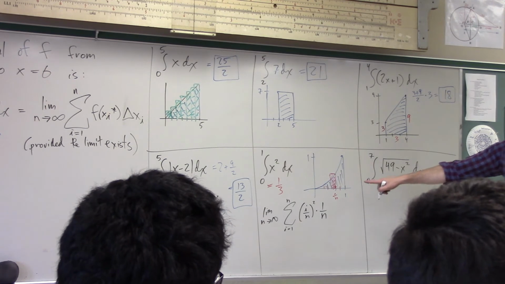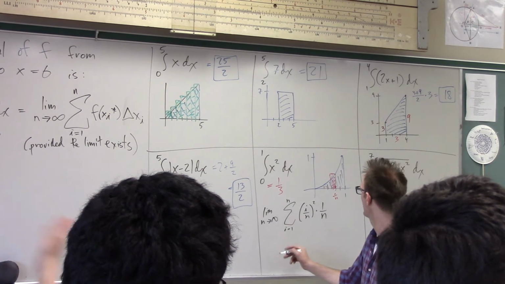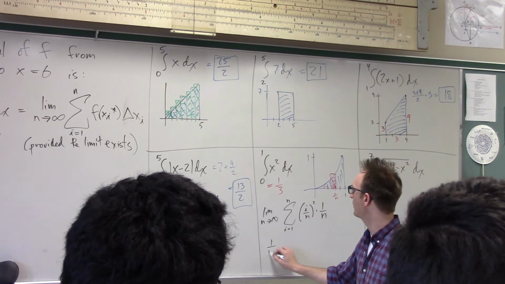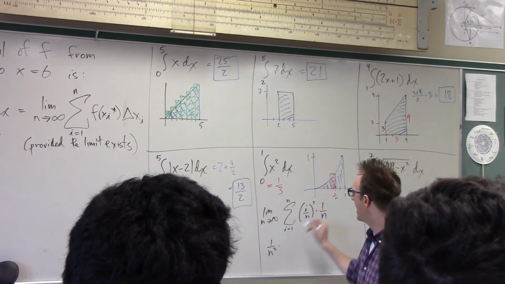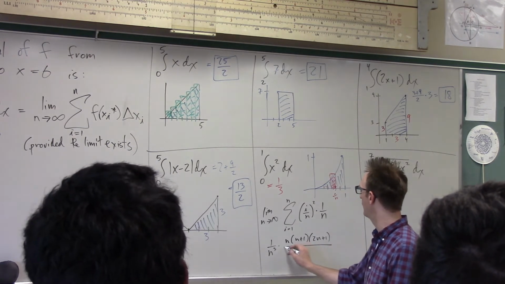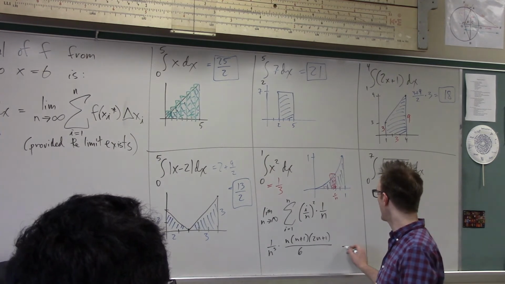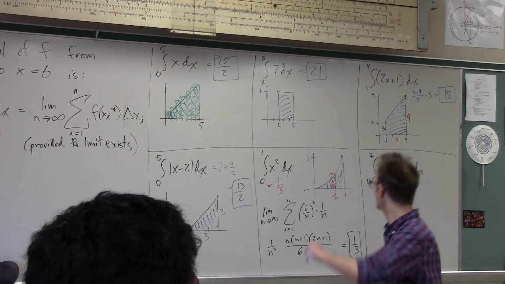And if you did that out, I promise you, you would get... actually I could probably do this in 5 seconds, right? Because this is 1 over n cubed times the sum of i squared, which is n times n plus 1 times 2n plus 1 over 6. Is that 1/3 as n goes to infinity? Yeah. So it's actually not even that hard.